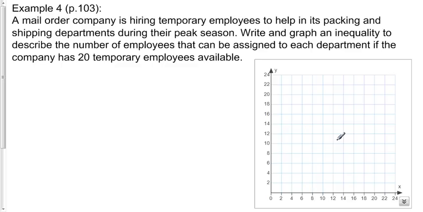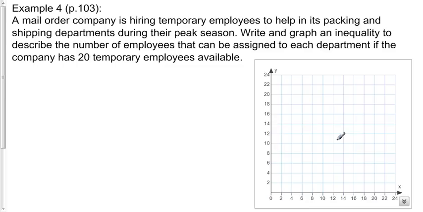Okay, last one. Let's try a word problem here. A mail order company is hiring temporary employees to help in its packing and shipping departments during their peak season. Write a graph and inequality to describe the number of employees that can be assigned to each department if the company has 20 temporary employees available.